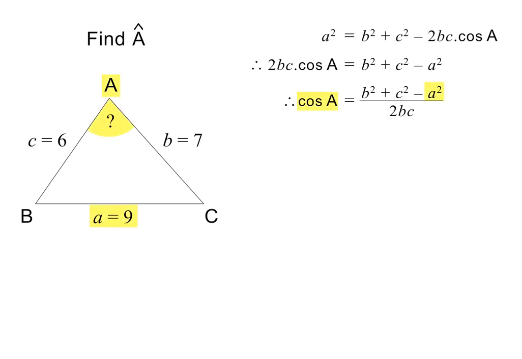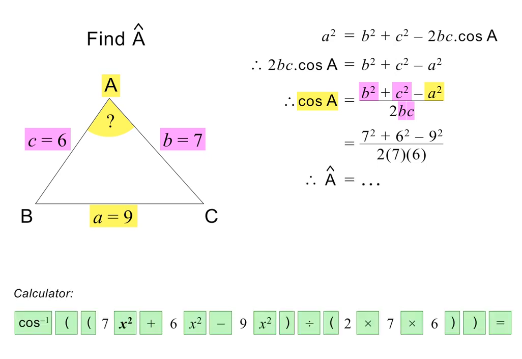The side opposite the angle we need to find is the square that is subtracted on top. The other 2 sides are the sides that include the angle we need to find. So to find angle A, we need to substitute the three given sides as follows. We then do the following on the calculator. Please take careful note of how I do this. Click pause if you need to. Correct to one decimal place, angle A is equal to 87.3 degrees.